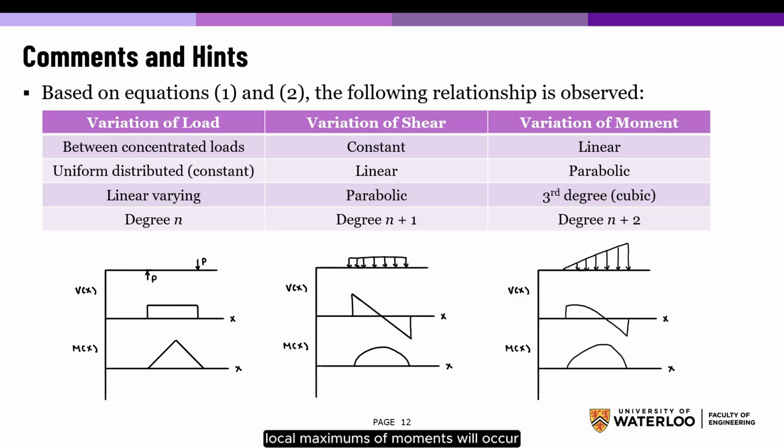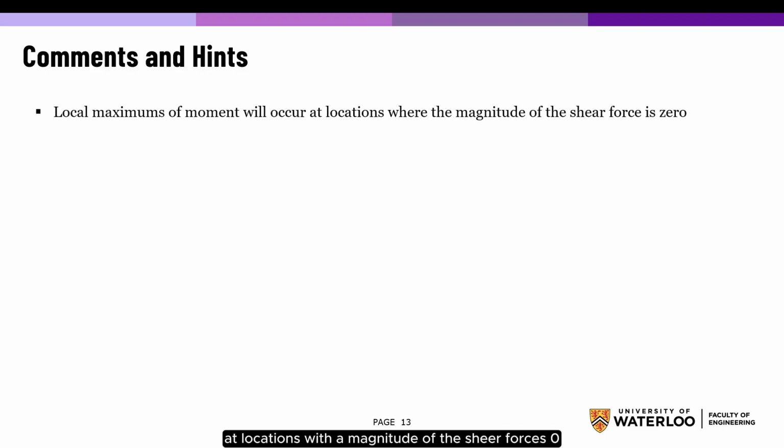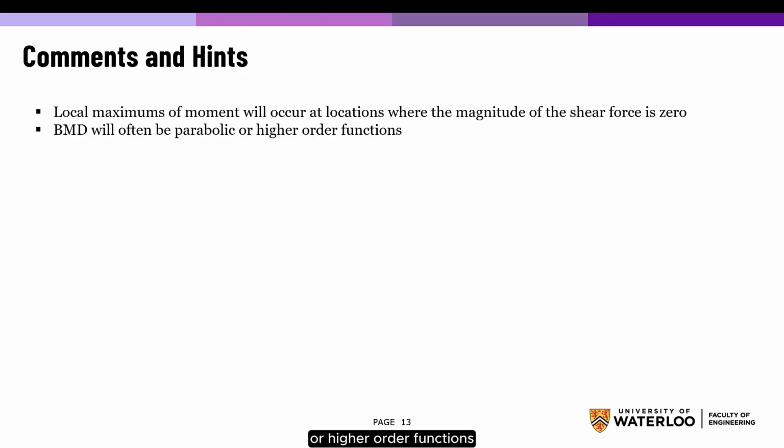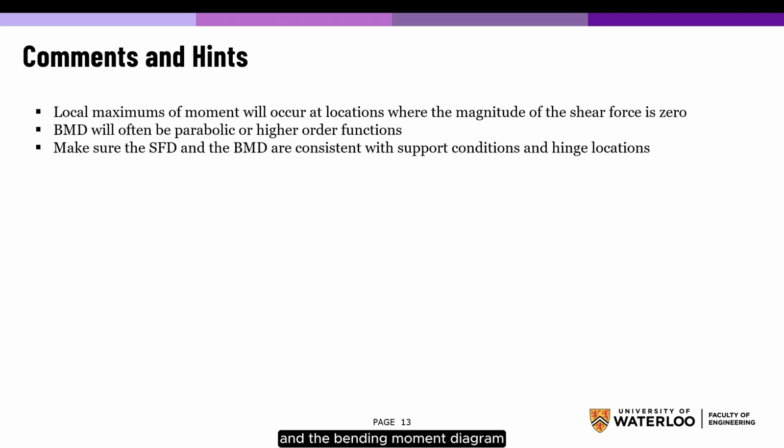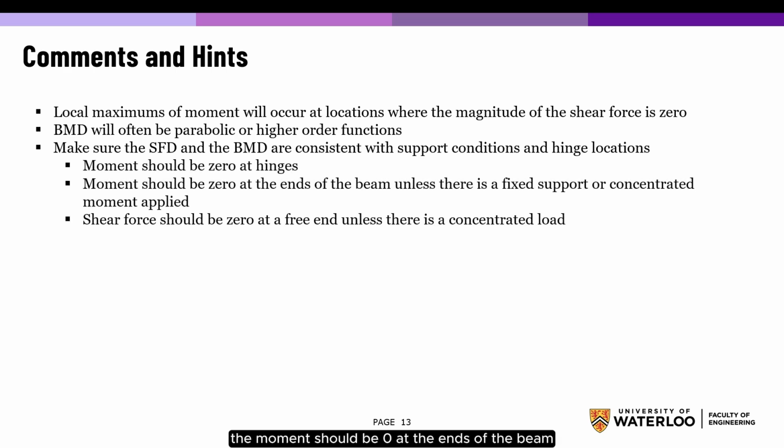Local maximums of moments will occur at locations where the magnitude of the shear force is zero. The bending moment diagram will often be parabolic or higher order functions. Make sure the shear force diagram and the bending moment diagram are consistent with support conditions and hinge locations. Moment should be zero at hinges. The moment should be zero at the ends of the beam unless there is a fixed support or concentrated moment applied. Shear force should be zero at a free end unless there is a concentrated load.